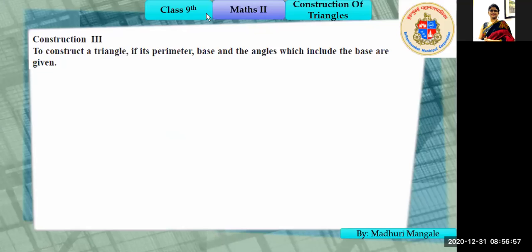Here you can see the description of the type 3 construction, which is to construct a triangle when its perimeter and two base angles are given. Let us look at a quick example first and then we will begin with the practice set.